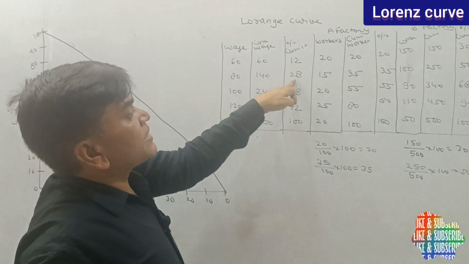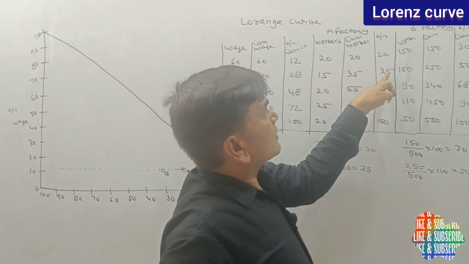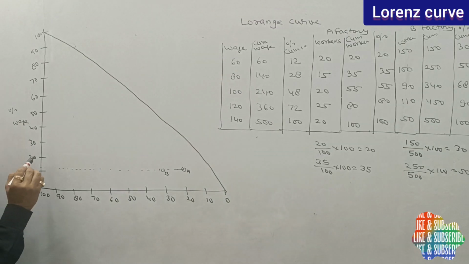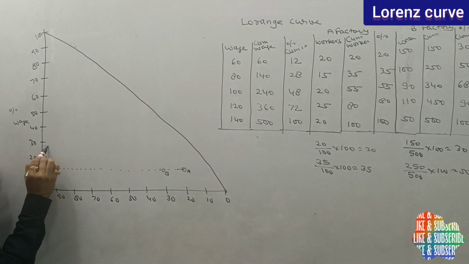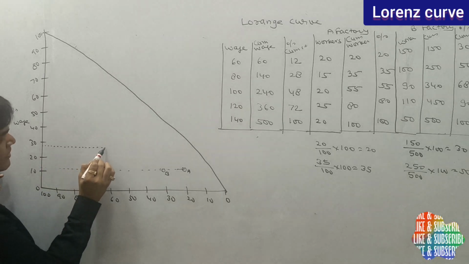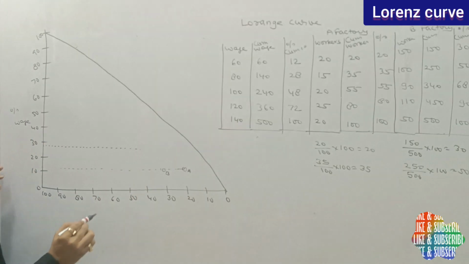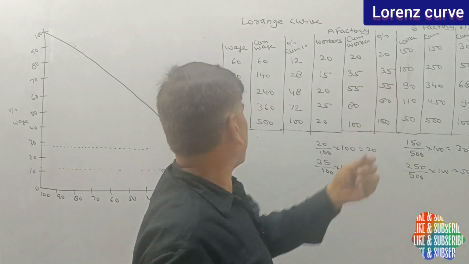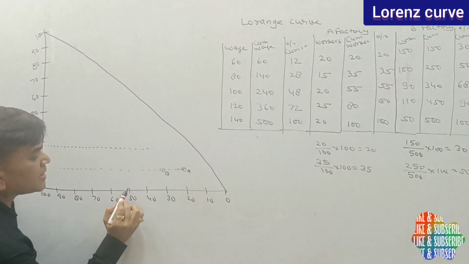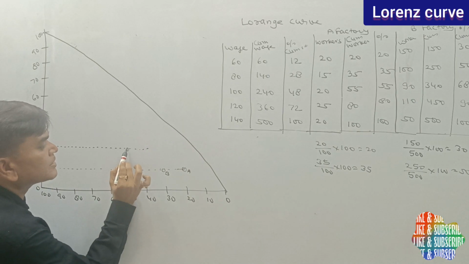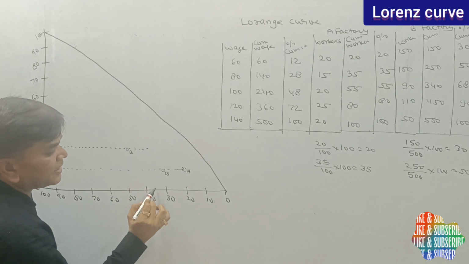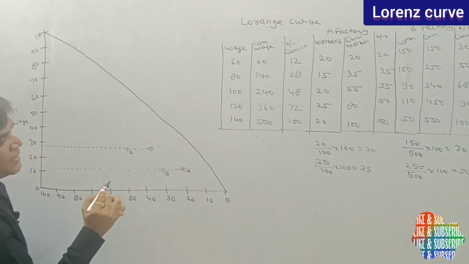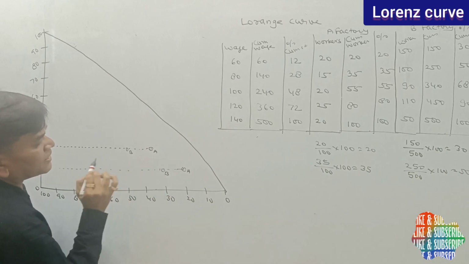Now 28 is the wage, 35 and 50. A series has 35 and B series has 50. So the wage is 28. Here the wage is 28. First series, A series has 35 and B series has 50. So the B series has 50. This is B series and A is 35. Here 35 is over there. This is the point of A and this is the point of B.